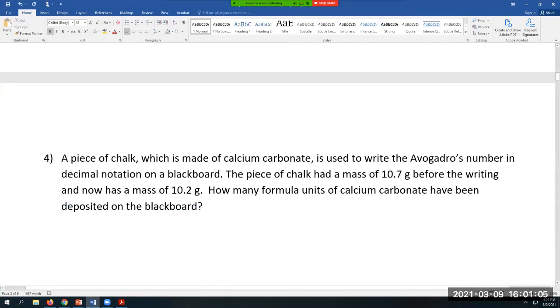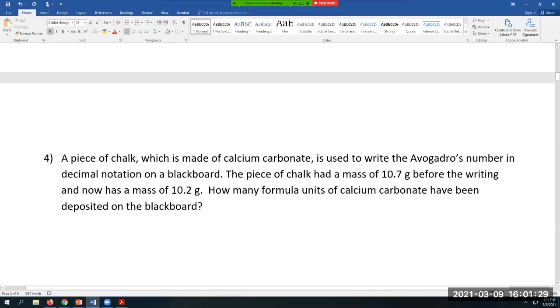So you write 6, 0, 2, 2, and then 20 zeros, because decimal notation means you don't use the scientific notation, but you write all the zeros. So 20 zeros plus the 6, 0, 2, 2. And so that's a lot of writing on the blackboard.